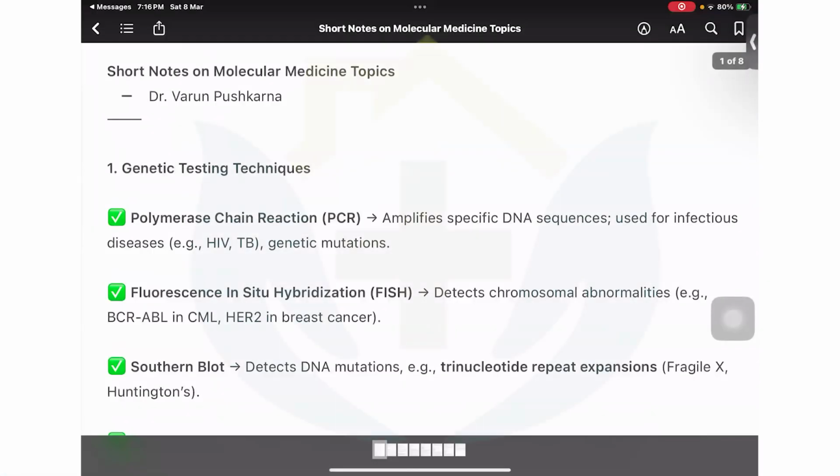So we'll have a short class just to cover all the topics that might have been left, and maybe some part of understanding. We'll just revise the topics of molecular medicine and then follow it up with not exactly MCQs, but I have something different for you this time.